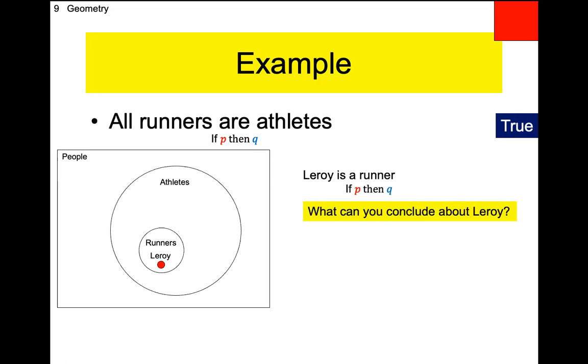So he's a runner. Leroy lived in Warcraft. No, that's Leroy Jenkins. All right.